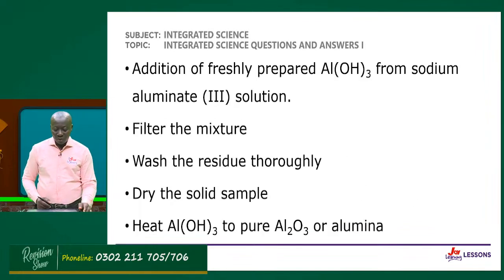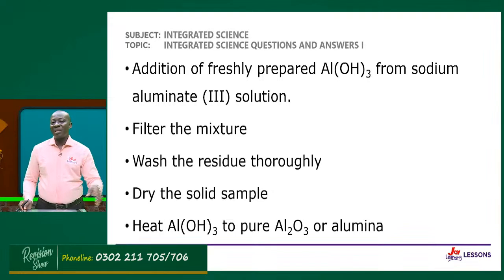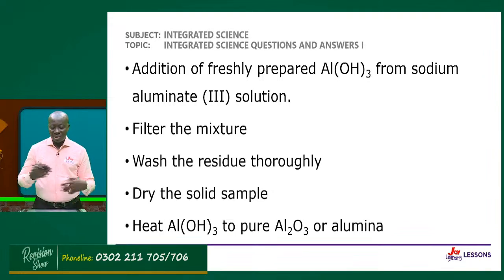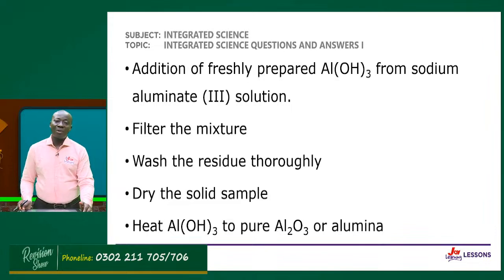After the filtration, you have addition of freshly prepared aluminium hydroxide to the sodium aluminate to form sodium aluminate solution. Then you filter the mixture. So you have what you call precipitation of the aluminium hydroxide. Then you filter again, after which you wash the residue thoroughly. The residue is the solid that you are interested in, and the filtrate is what you don't need, but the filtrate is also rich in sodium hydroxide. So you dry the solid sample, which is the aluminium hydroxide, and then you heat or re-roast to form the aluminium oxide. Well, after that, you carry out the electrolysis of the aluminium oxide in the hot cell.